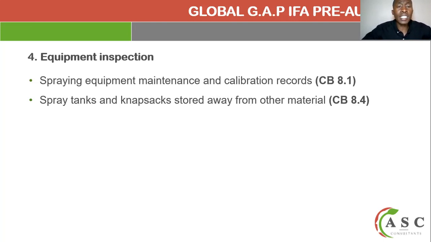Then the spraying tanks and the knapsack must be stored away from other materials. This is a major must, as you can see, it's bolded. It must be stored away from, preferably, chemicals. You should never mix your spraying tanks and your knapsack with your produce, or store them in the same storage where you are keeping your citrus, for example. That should be avoided.